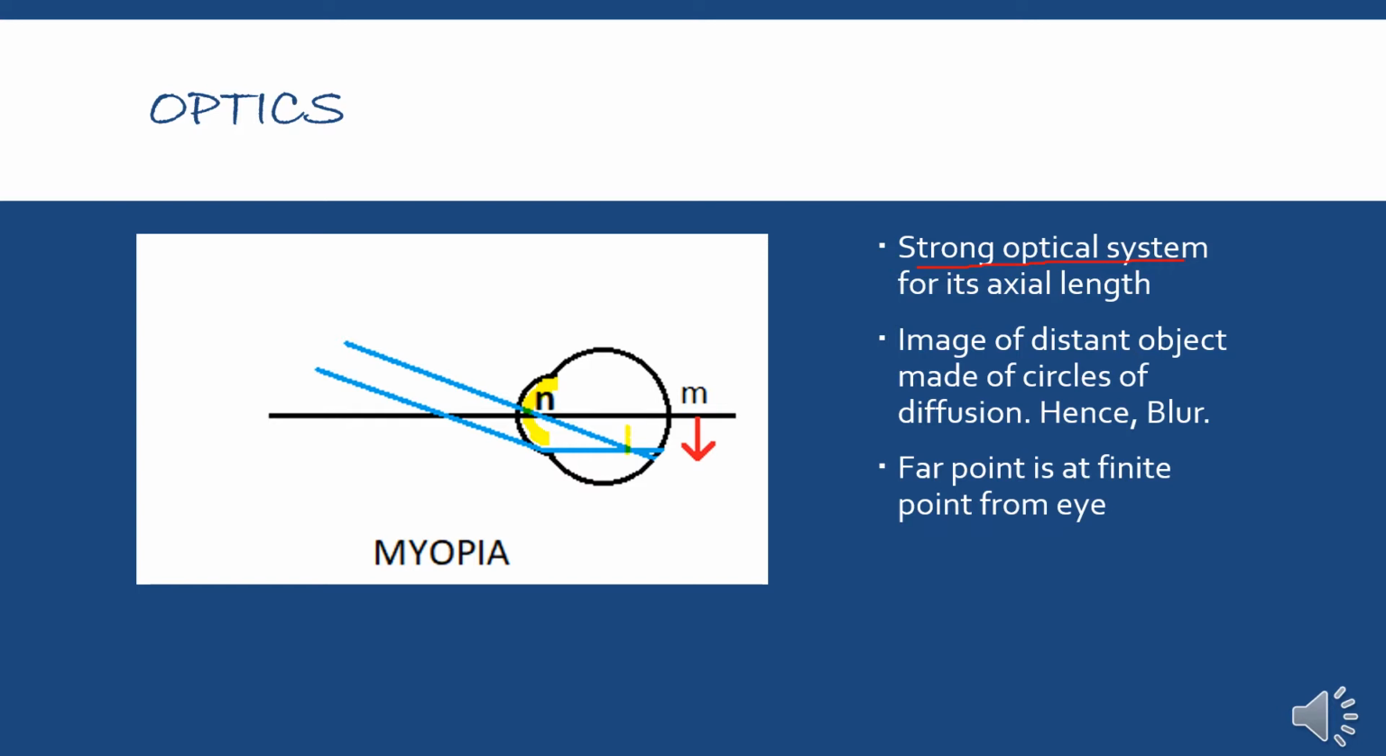Now the divergent rays from this image formed in front of the retina form a circle of diffusion on the retina, due to which the image that is formed is blurred. Second, for a myopic patient the far point is at a finite distance from the eye and not at infinity, that is 6 meters, which means two things. Firstly, there will be difficulty in viewing objects beyond this point, that is why there is a complaint of poor distance vision. Secondly, since the far point is near, the eye does not need to accommodate to see near objects as well. So accommodation is not normally developed.